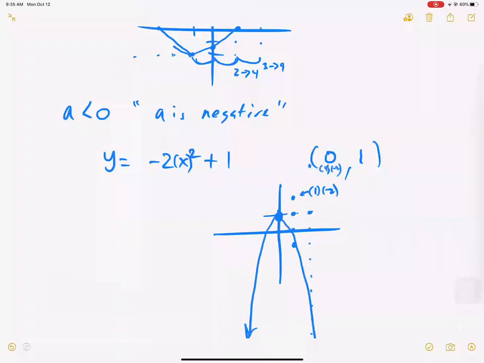So a couple of hints. If it's positive, we know for sure it's going up. If you see x squared and there's a positive number in front, for sure it is facing up. If you see a negative, it is going to face downward. And that's why we use the word face. This is facing downward.